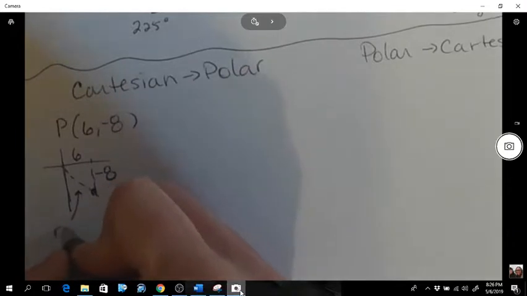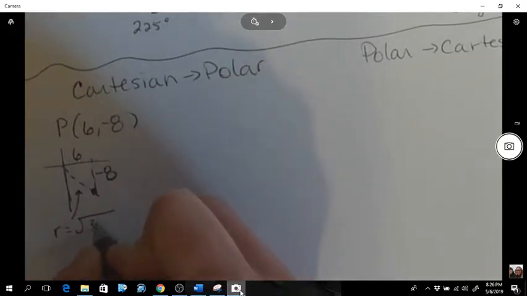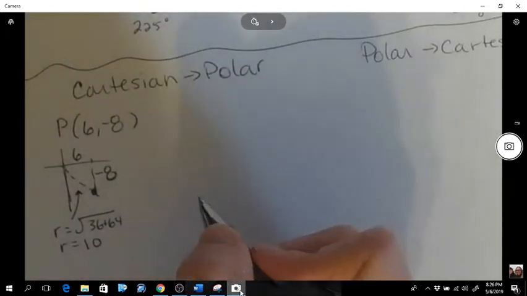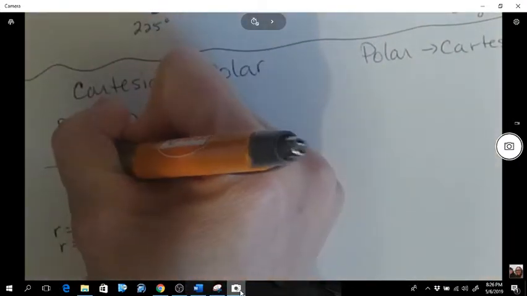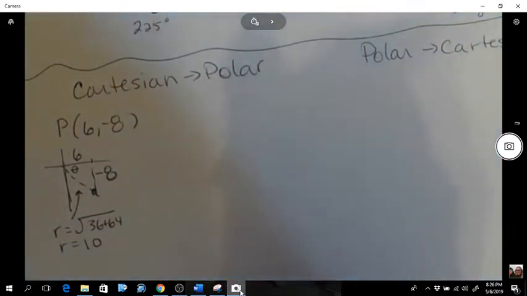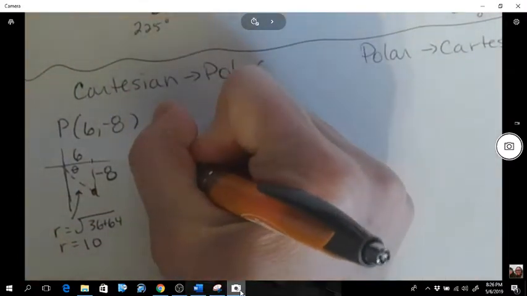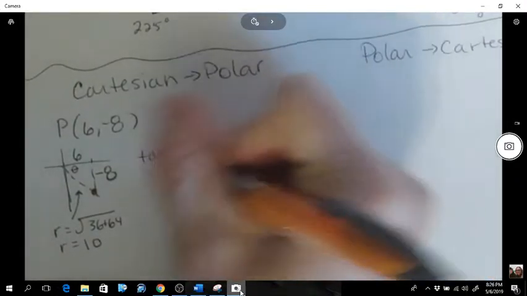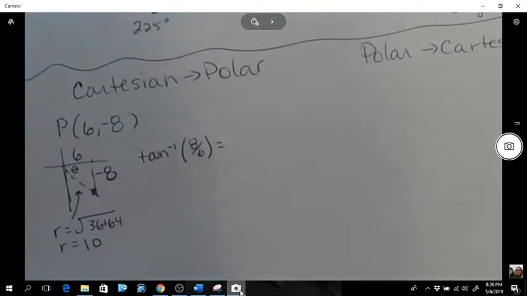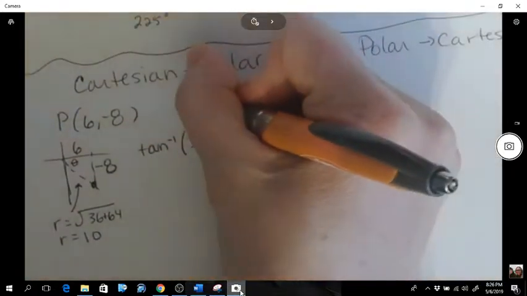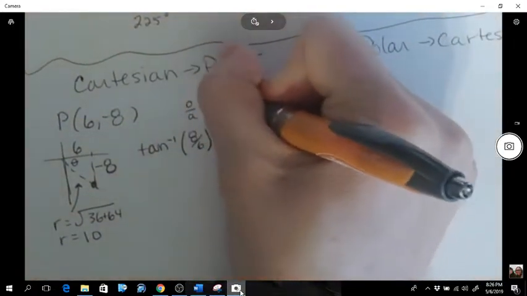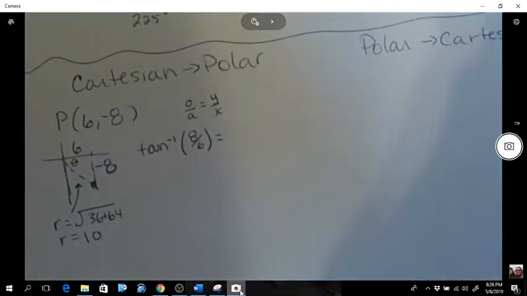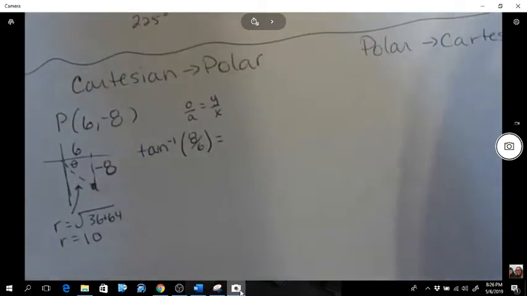Okay, so the R value is the square root of 36 plus 64, which is 10. Okay, and now I need to know that angle. So to find that angle, I'm going to do tan inverse of 8/6, right? Opposite over, you can think of it as TOA, or you can think about it as the y over the x.